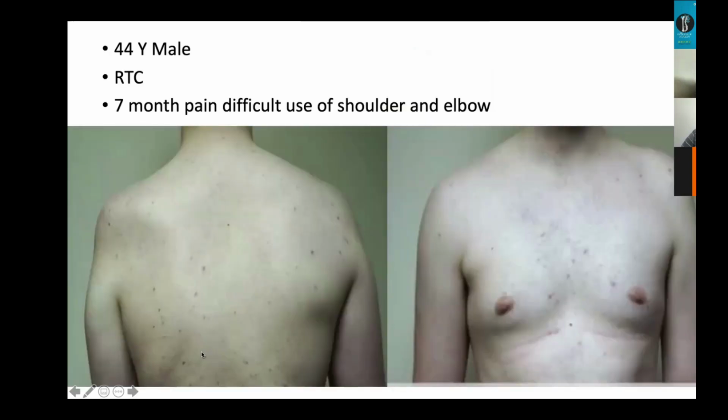This patient is a 44 years old male patient. He came to your clinic referred by your GP. He has been involved in a road traffic accident, and since the accident, he noticed after discharge from the hospital that he had difficulty in using his shoulder and elbow. So how could you proceed with this patient?